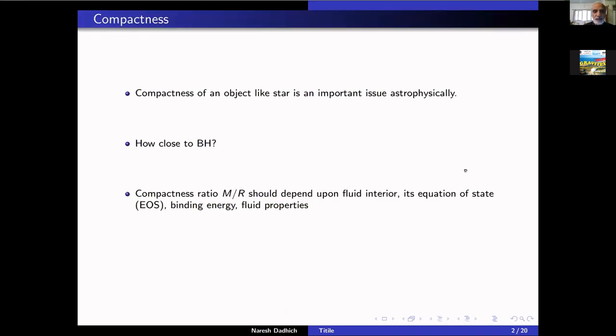Compactness of an object like a star is an important issue in astrophysics. And stars, as we know, are the basic building blocks of the structure in the universe. Now the question is how compact could it be? Of course, we know that the most compact thing is a black hole. So then the question is, how close could one go to a black hole? The compactness is usually measured by the compactness ratio, M over R, mass over the radius. Now, this would naturally depend upon the fluid interior, its equation of state, binding energy, other fluid properties.